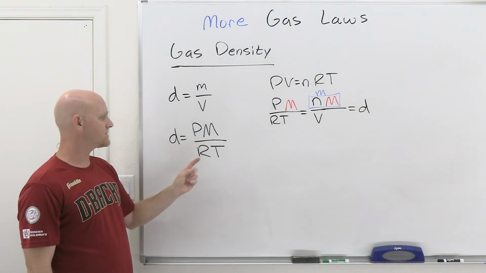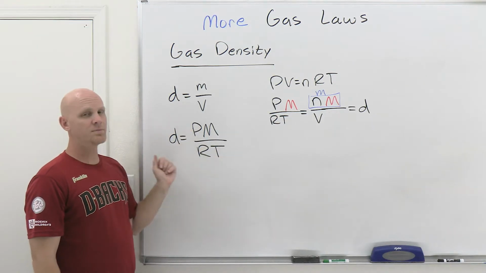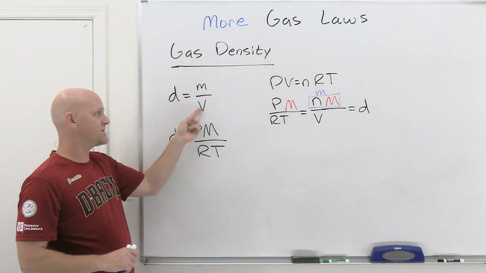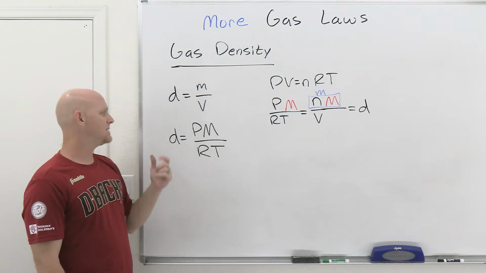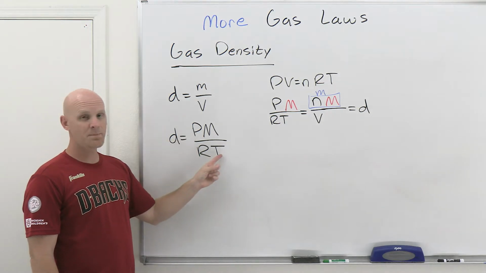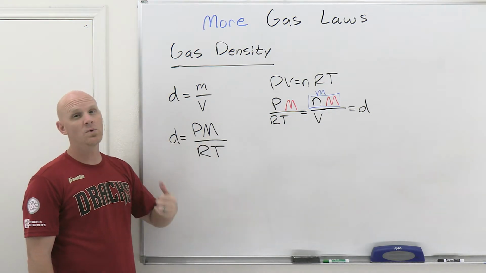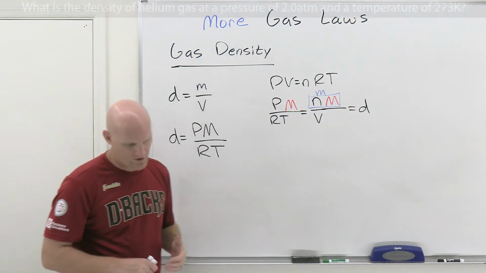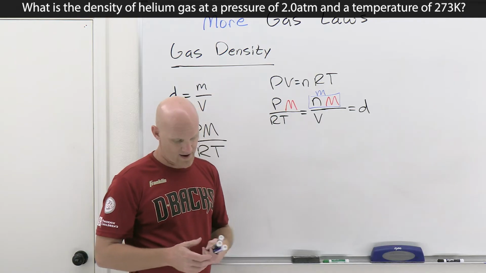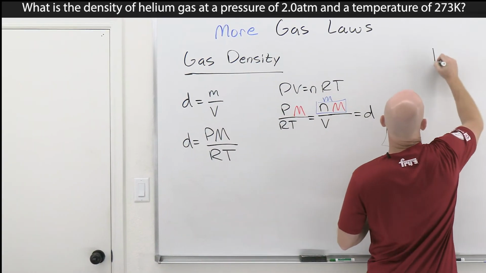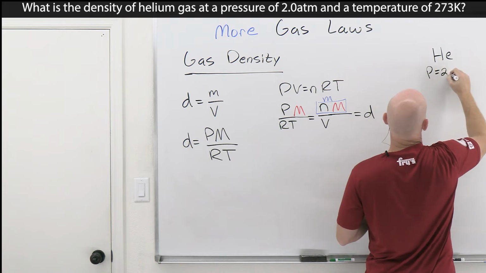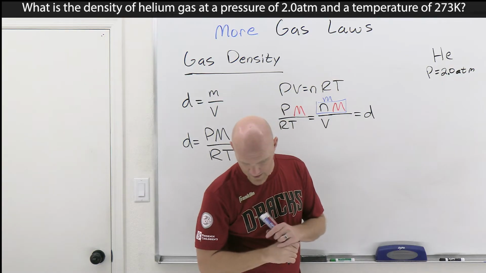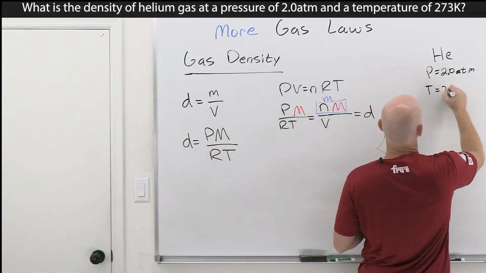So pressure times molar mass over RT, and there are only 3 variables you've got to know to calculate the density of a gas. If you know its mass and its volume, great, just use M over V. But more than likely, you're going to be given pressure and temperature, and then have to look at the periodic table to get its molar mass, and you can still calculate the density that way. So let's take a look at a question here. What is the density of helium gas at a pressure of 2 atmospheres and a temperature of 273 Kelvin?